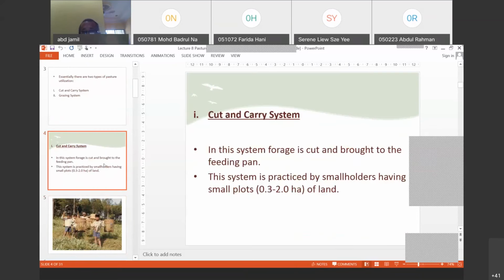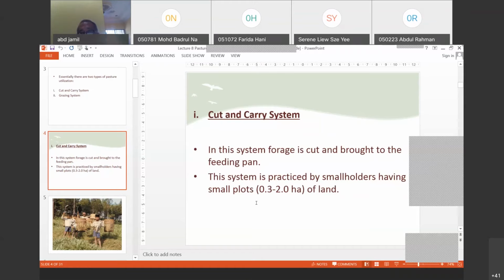So the cut and carry system is where you harvest the grasses and bring them back to the feeding pen. This system is practiced by smallholders, usually when they have a small plot of land, because the system can cater for a bigger number of animals as compared to the grazing system.